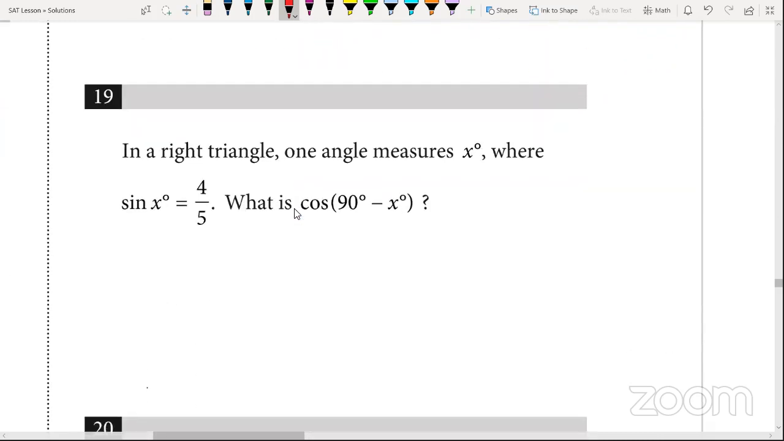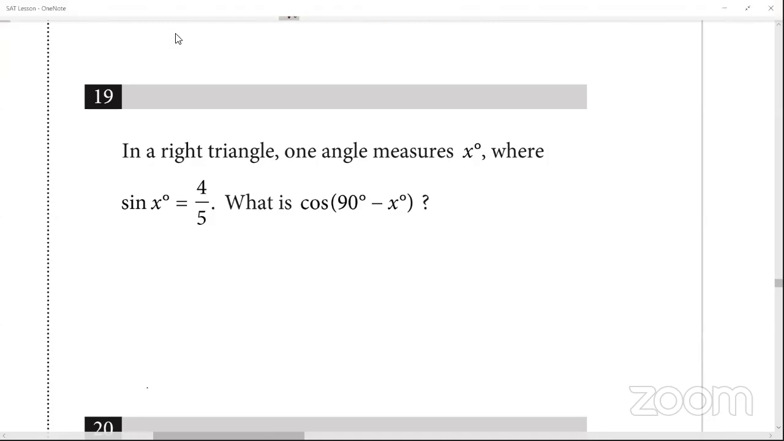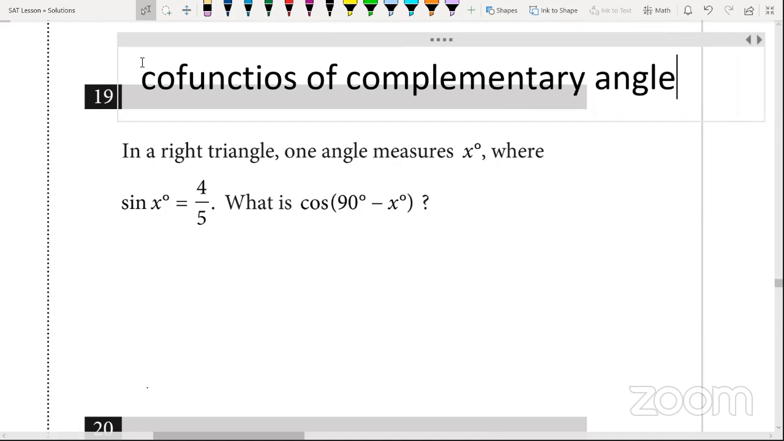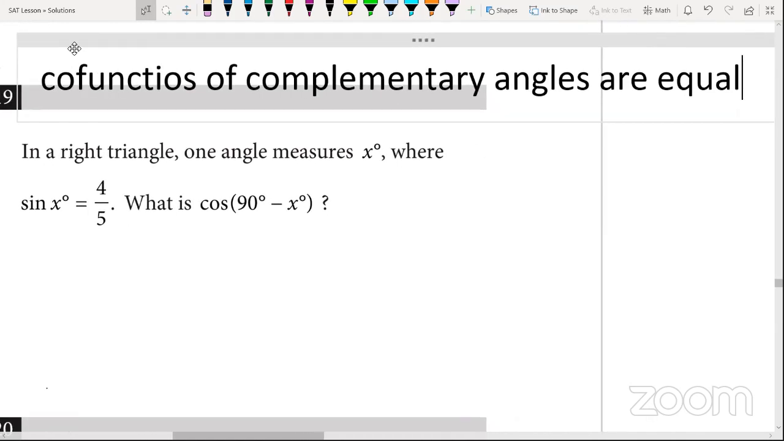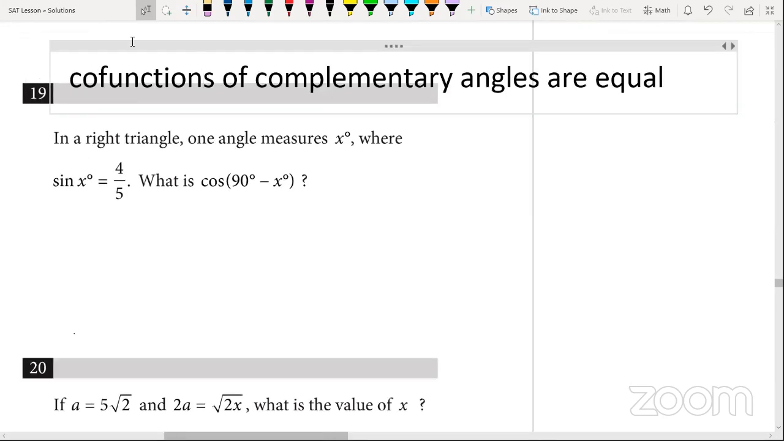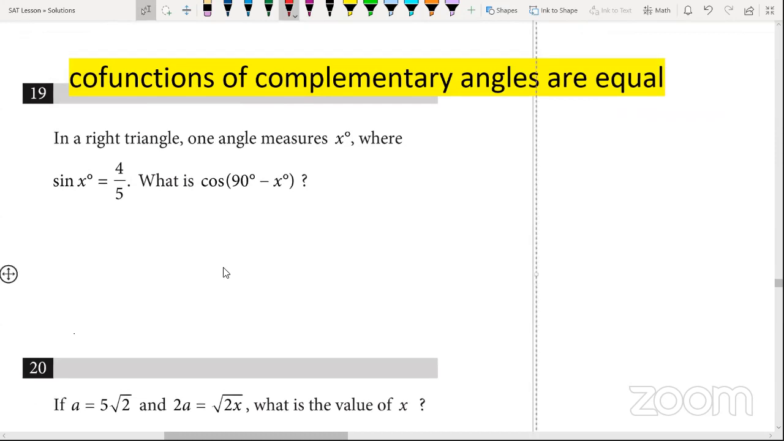Going to number 19. Number 19 is a really important concept, which is the idea that cofunctions of complementary angles are equal. It's a perfect SAT concept because it seems like something really, really complex. When I deal with this with a student, I'll often get a statement like, I don't know a lot of trigonometry, I haven't taken pre-calculus yet. It's kind of tricking us into feeling like I'm not good enough for this question. But it's much easier than it seems.